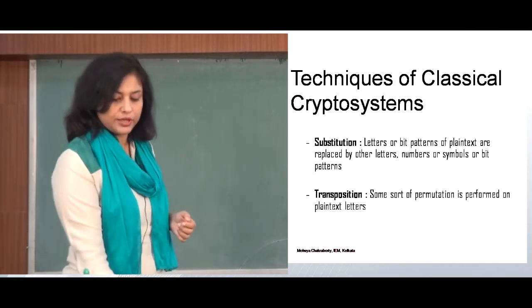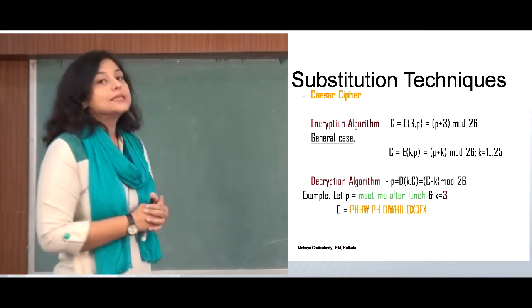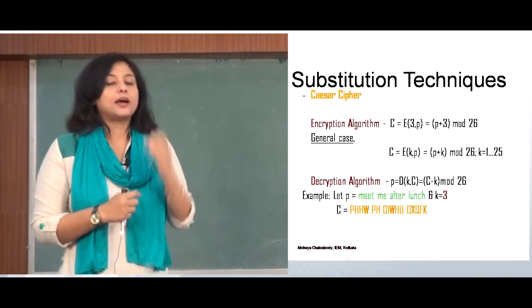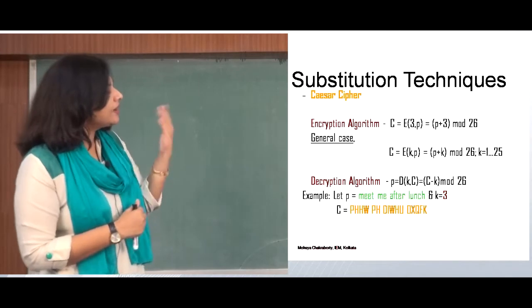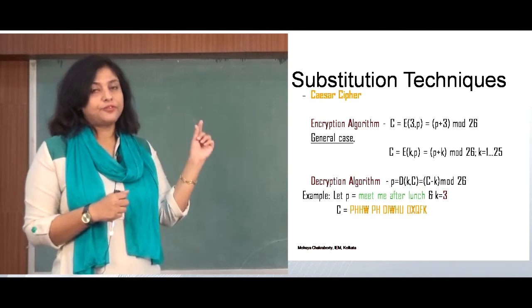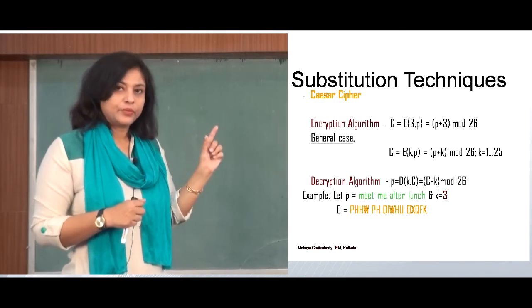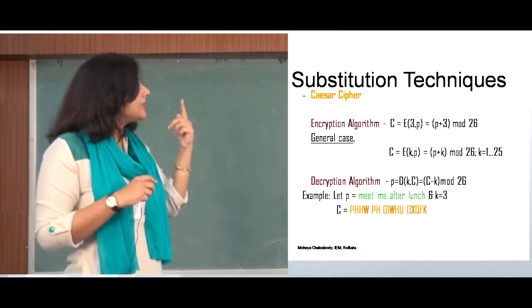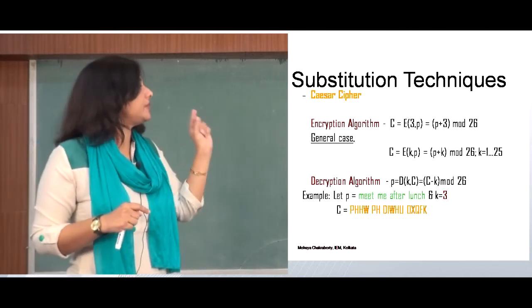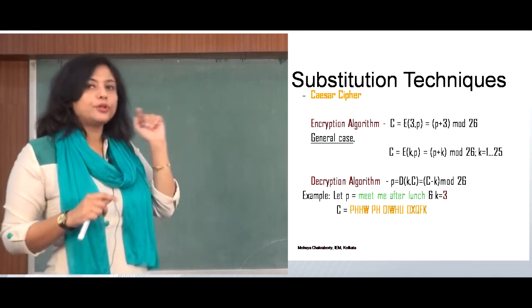Let's see how we are doing it. Let's go to the first substitution technique, which is called the Caesar cipher. It is perhaps the easiest of all the ciphers that have been devised so far. Here, the encryption algorithm, let's say we write it as C, the ciphertext we obtain from the encryption algorithm E, is given as E(3, P), where P stands for the plain text and 3 stands for the key. Now, here we are using the 26 letters of the English alphabet. So the algorithm is actually (P + 3) mod 26.